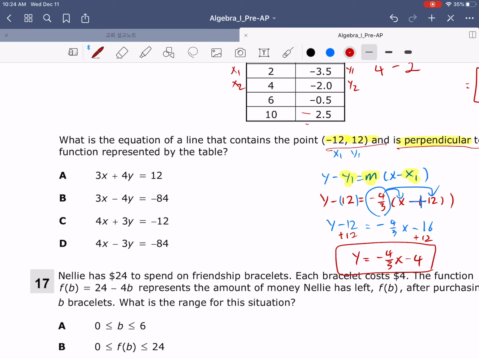Slope intercept form. First one, I know it's not going to be true for sure. If you actually use mental math, it's not going to work. Again, second one, negative 84 is going to be too big, so it's not going to be this. But I'm pretty sure it's going to be C. Let me do this one here, okay?